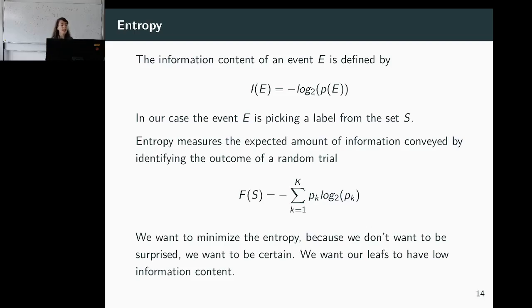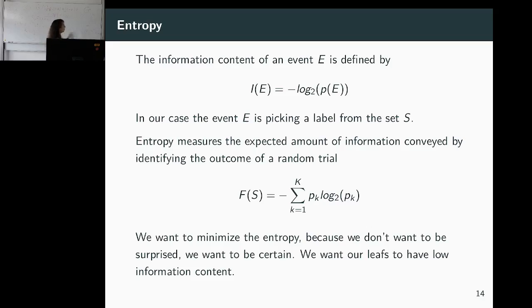And the entropy measures the expected amount of such information. So the first formula would be information content, and the entropy would be going over each class and measuring the expected amount of information conveyed by telling us which outcome we will get.